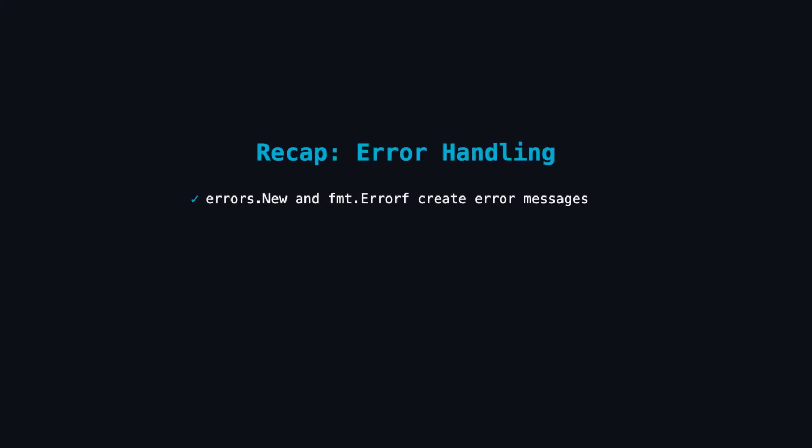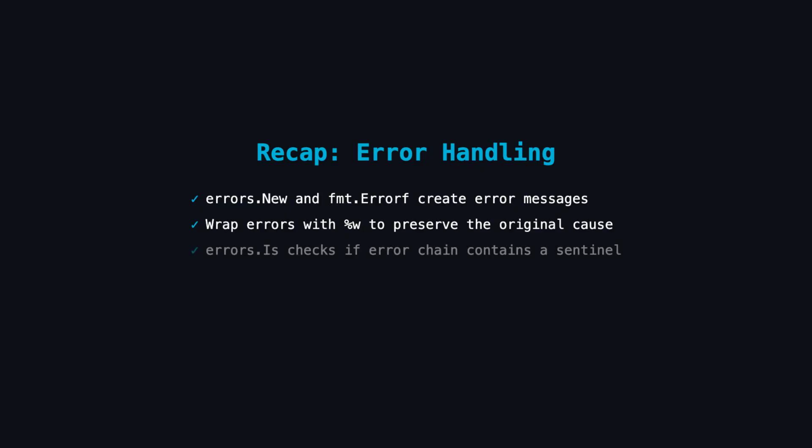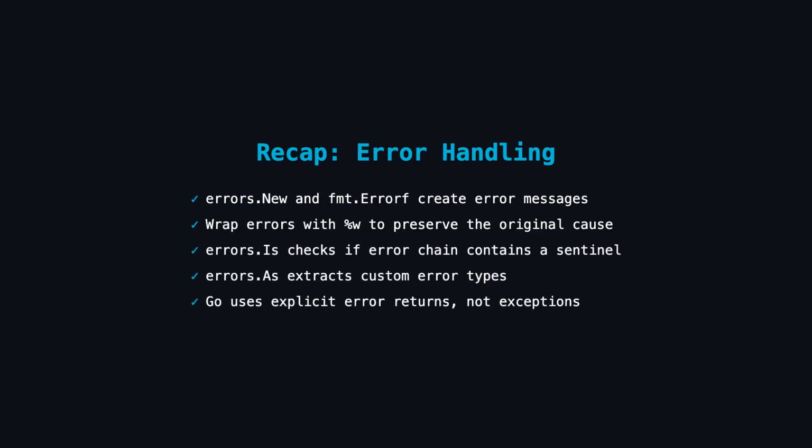Let us recap error handling in Go. Use errors.New and fmt.Errorf to create error messages. Wrap errors with %w to preserve the original cause. Check wrapped errors with errors.Is for Sentinel errors. Use errors.As to extract custom error types.